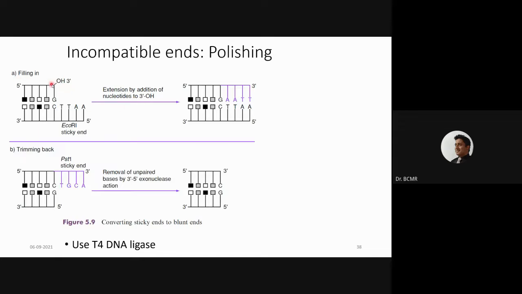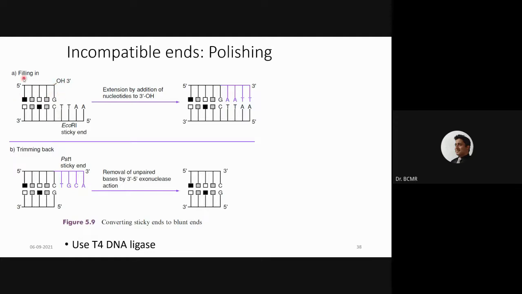The one way is to fill in this gap. This is a 5' overhang. This gap can be filled. Whereas here you have a 3' overhang, and it's not possible to fill this gap. Why is that? Because polymerization always happens in the 5' to 3' direction.